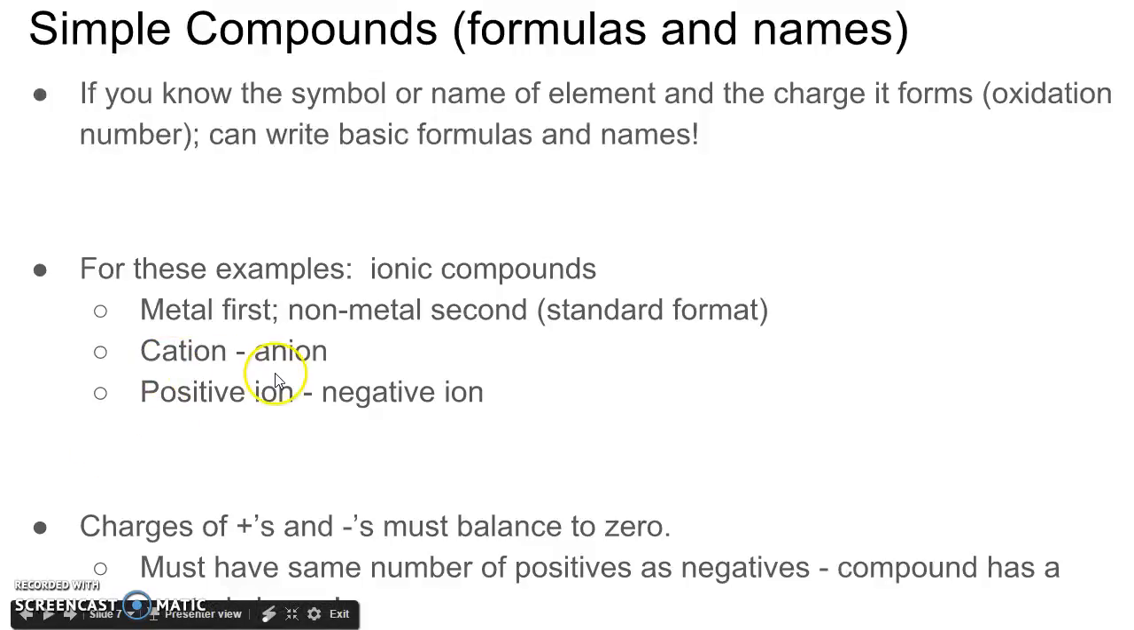It'll always be the cation, then the anion, or the positive ion, then the negative ion. When you are writing the formula for these, the most important thing for you to remember is that your charges must balance out. If I have 5 positives, I have to have 5 negatives. Your number of positives and negatives must balance to 0. And that is going to allow your compound to have a neutral charge. In an ionic compound, you have something that is positive bonded to something that is negative, and you have to balance them out.